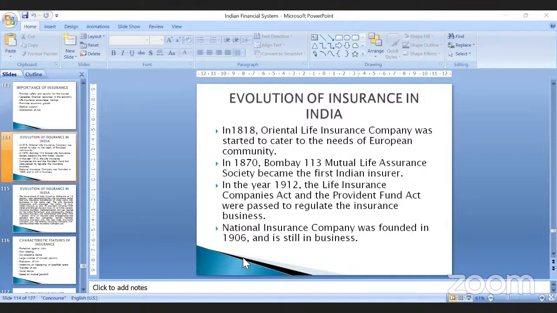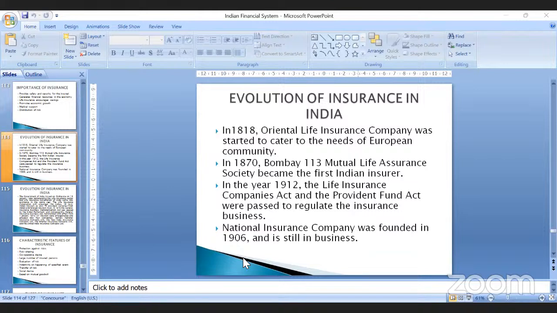But after that, many insurance companies were founded. In the year 1912, the Life Insurance Companies Act and Provident Fund Act were passed in the Legislative Assembly in order to regulate the insurance business, which led to the rise of National Insurance Company also in the year 1906, which is still in the business. But on January 19th, 1956, the government of India issued an ordinance stating that the Life Insurance Corporation of India will come into existence in the same year by nationalizing the life insurance sector. Right? Nationalizing is when the majority of the stake is held by the central or state government.